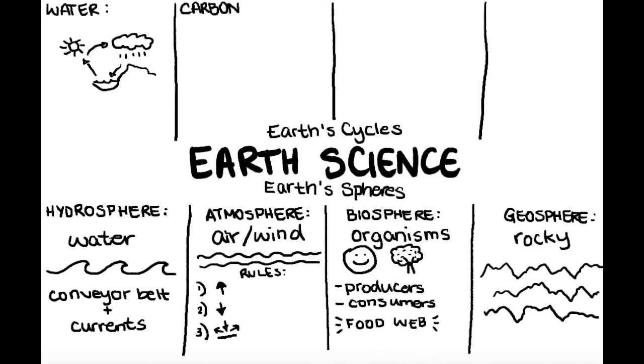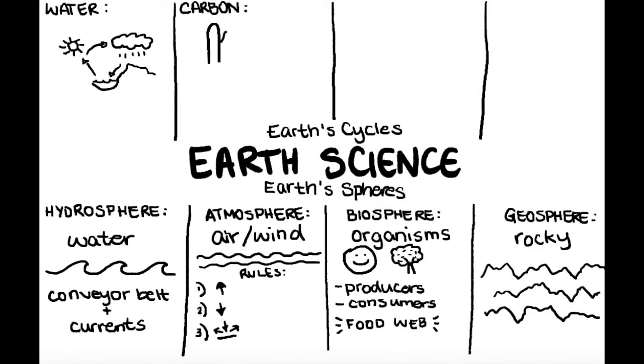The carbon cycle is cycled through photosynthesis and cellular respiration. When the plants die and decompose, carbon gets released into the ground, and then eventually it goes back into the air, starting the cycle all over again.